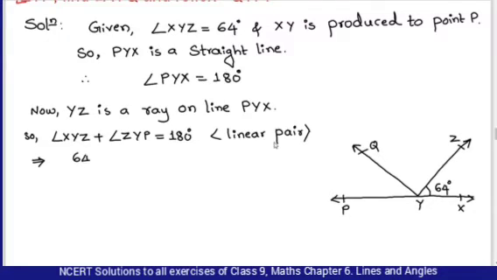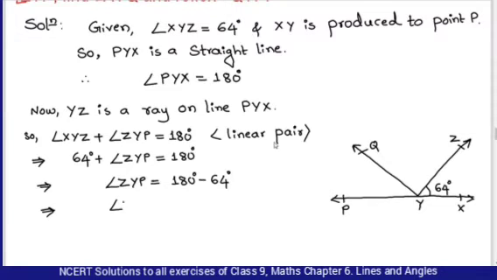Angle XYZ is 64 degrees, plus angle ZYP is equal to 180 degrees. Then angle ZYP is equal to 180 minus 64. Now subtract these two angles. 180 minus 64 is 116 degrees. Therefore, angle ZYP is equal to 116 degrees. This ZYP can also be written as angle ZYQ plus angle QYP, which is equal to 116 degrees.